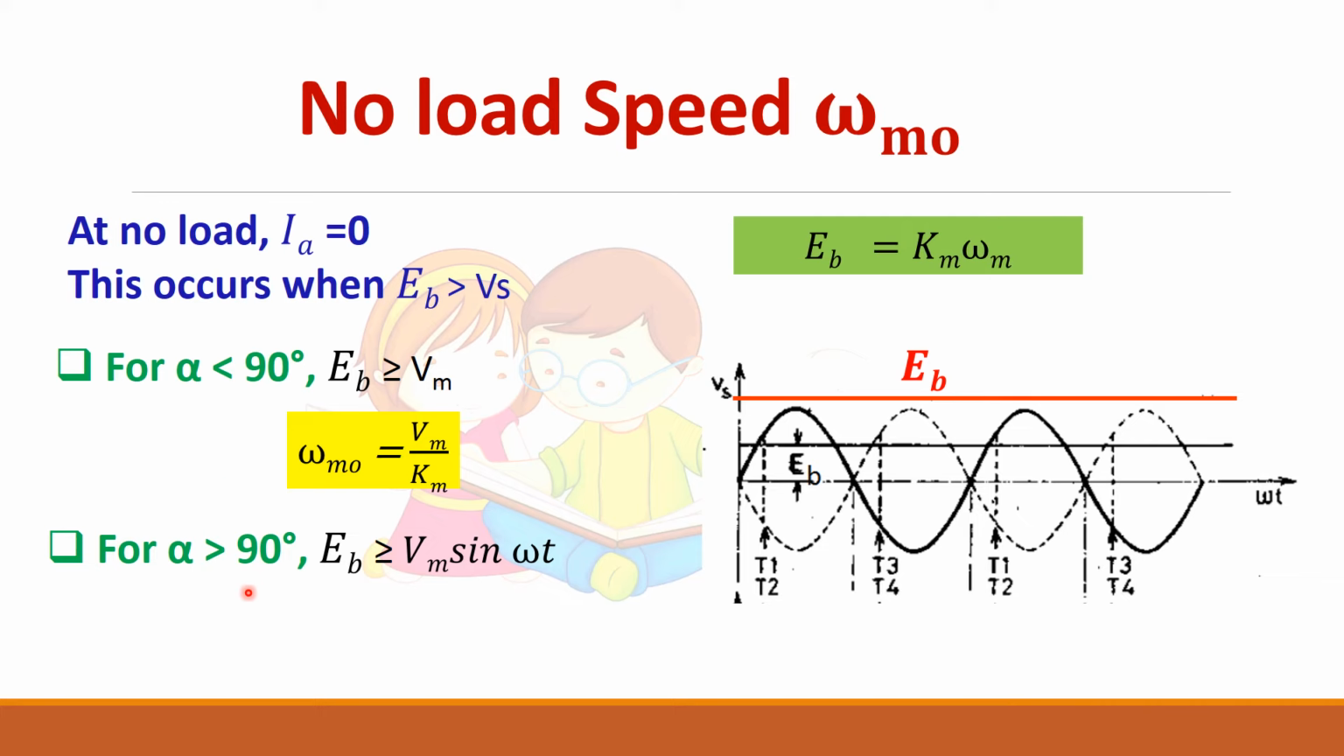And for inverter mode of operation, that is for alpha greater than 90 degree, this is 90 degree. For this region, if you want to give the gate pulse, Eb should be greater than or equal to Vm sin omega t, which means it will not conduct. Devices will not conduct, or Ia will become 0. So finally you can conclude that the no load speed omega naught will be equal to Vm by Km for rectifier mode, and it will be equal to Vm sin alpha by Km in case of inverter mode.